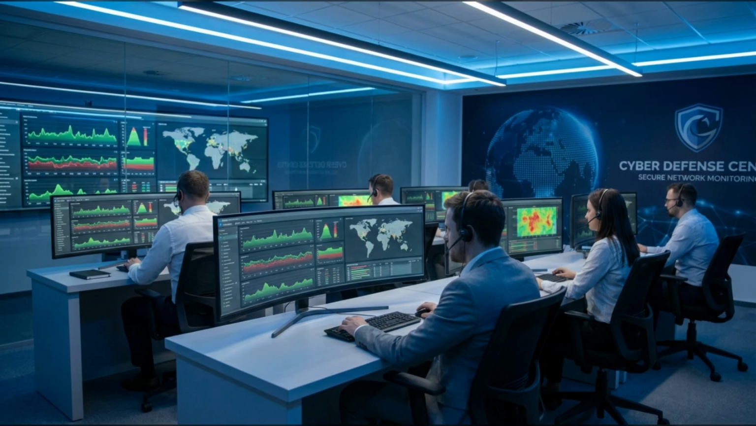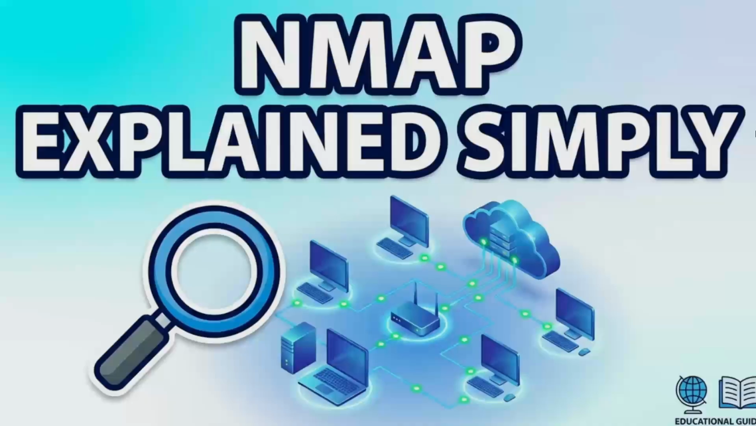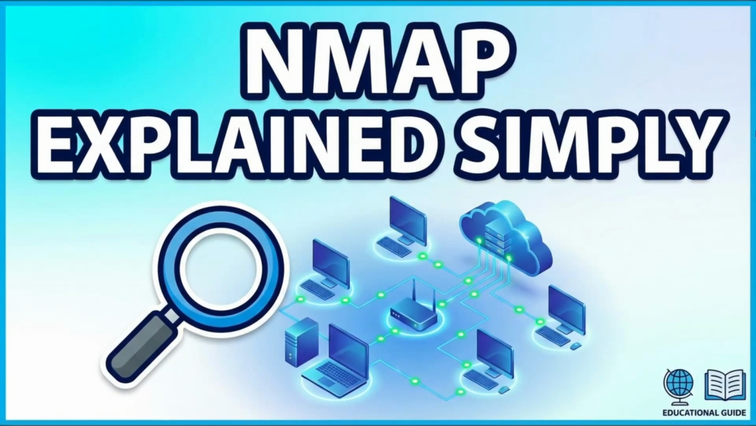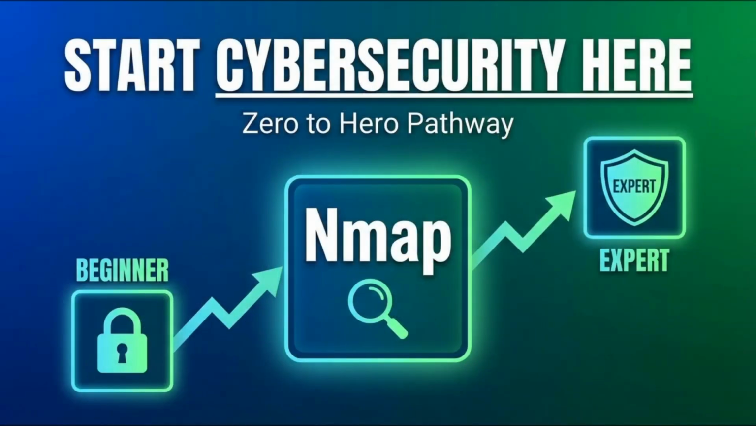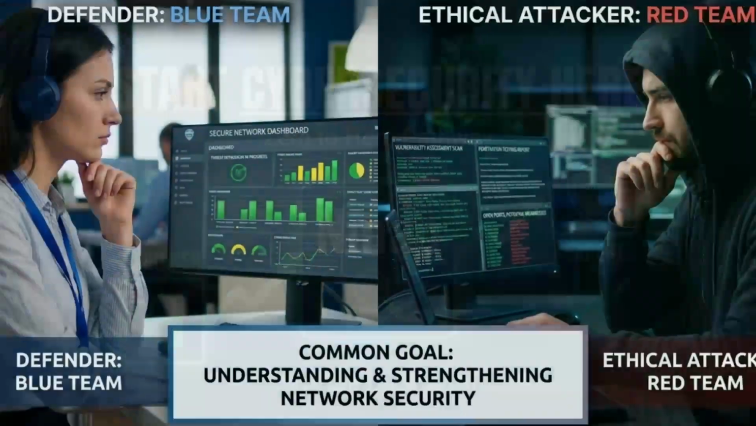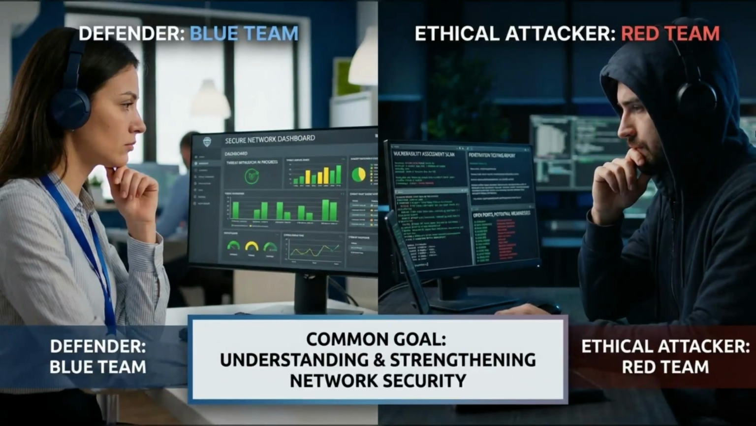Okay, now I want to understand something. How does Nmap even get information? Like, how does it ask a system? Good question. Nmap sends small network messages. We call them packets. It's like knocking on a door. If the system replies, Nmap learns something. If it doesn't reply, that also tells something. So silence is also information. Exactly. In cybersecurity, no response is also a response.